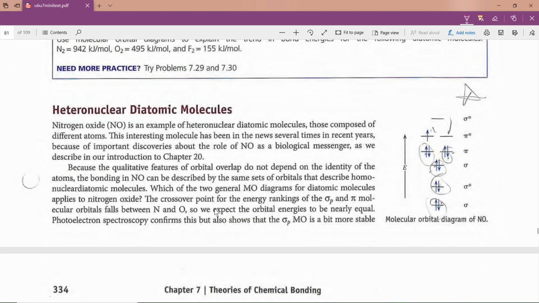Okay, some years we don't, but I can do it here. Heteronuclear diatomics, so the atoms are different kinds.